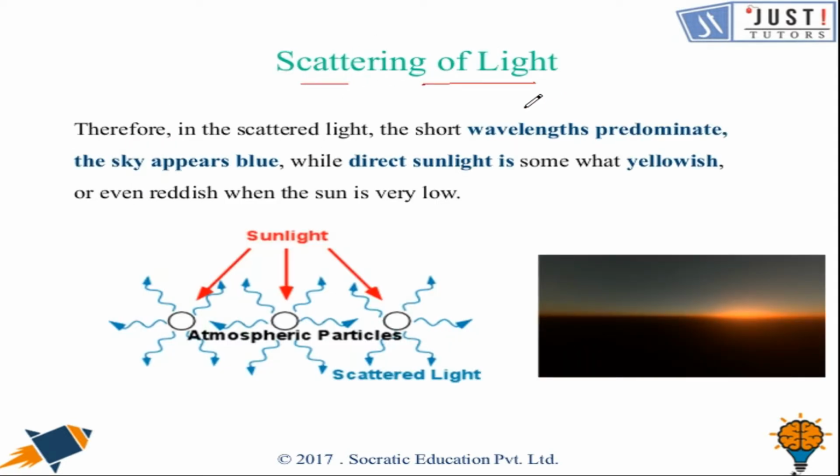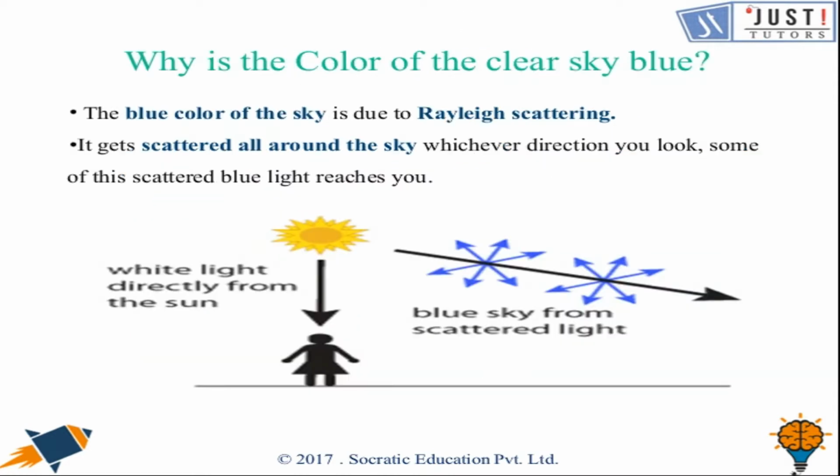Scattering of light. In air, part of sunlight is scattered. Small particles such as molecules, water droplets, and dust particles scatter photons more, the shorter their wavelength is. Therefore, in scattered light, the short wavelengths predominate. The sky appears blue, while direct sunlight is somewhat yellowish or even reddish when the sun is very low. You can see in these pictures how it happens.